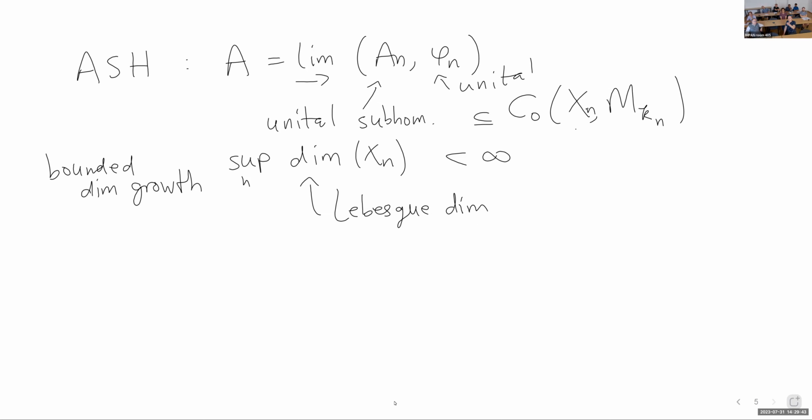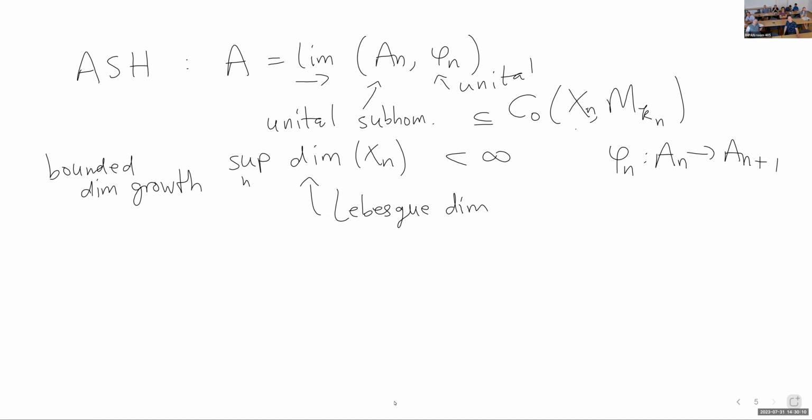How are these C0(Xn) tensor Mkn related for different n? Do they form a system? Not necessarily, because all I'm saying is that there are maps from An to An+1. These are subalgebras of this. They may or may not extend to the whole thing.